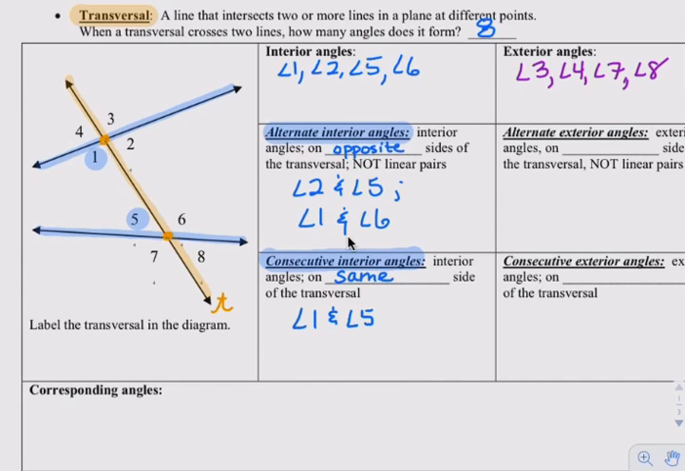Where is the other pair of consecutive interior? Now the word consecutive means like in a row, like one after another. So they're kind of like following each other when you walk along the transversal between those two blue lines. So your other consecutive interiors would be angle 2 and angle 6.